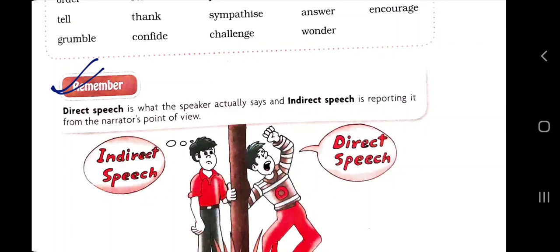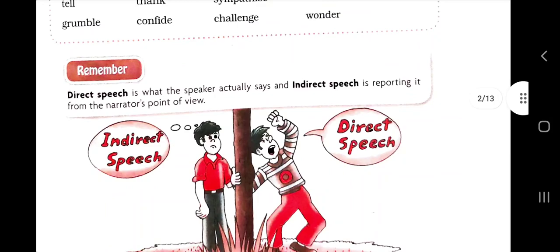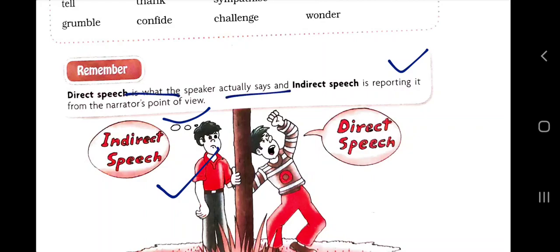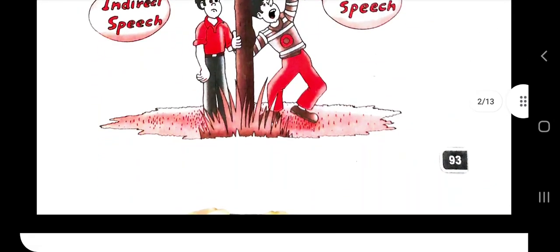Always remember, direct speech is what the speaker actually says, and indirect speech is reporting it from the narrator's point of view. Like if you and your friend are talking, then you are talking directly to each other. But if you have to tell a third friend what your friend said, then it is your way of presenting the direct speech. How you tell the conversation that happened between you is your opinion, your point of view. You are the narrator, what you are going to tell your third friend about the conversation with the first friend. So this is worksheet 2.